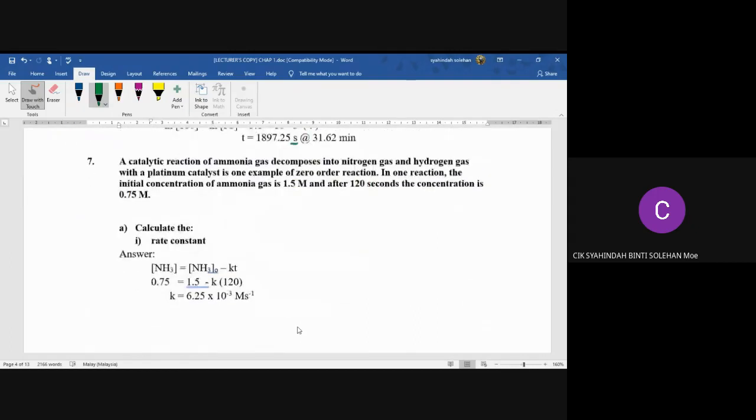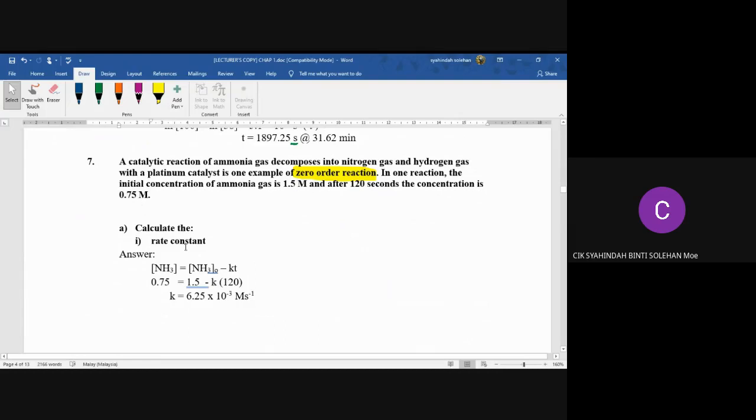Okay, next ialah soalan nombor 7. A catalytic reaction of ammonia gas decomposes into nitrogen gas and hydrogen gas with a platinum catalyst is one example of zero order reaction. Kat sini dia dah bagi tahu siap-siap dah. Zero order reaction. Okay, and then in one reaction, the initial concentration ialah 1.5 molar and after 120 second, concentration final dia ialah 0.75 molar.